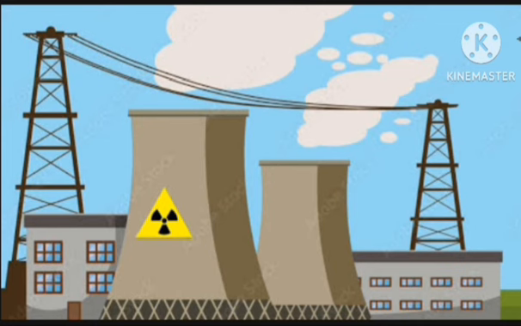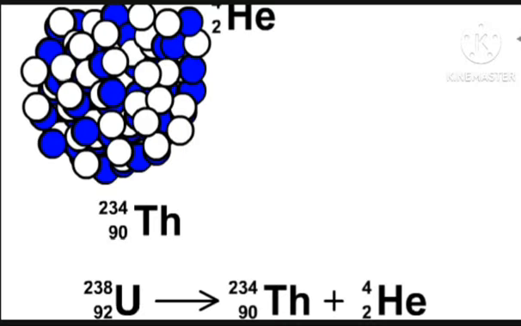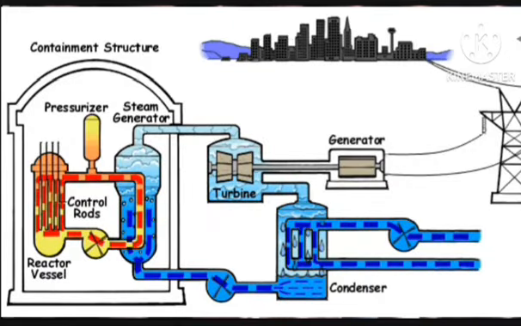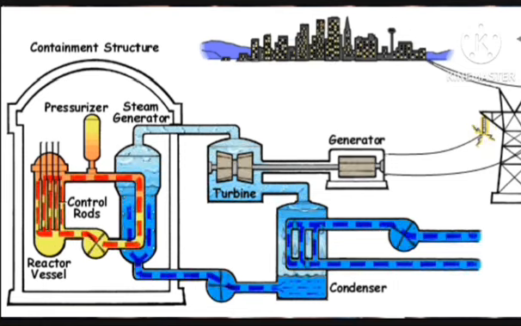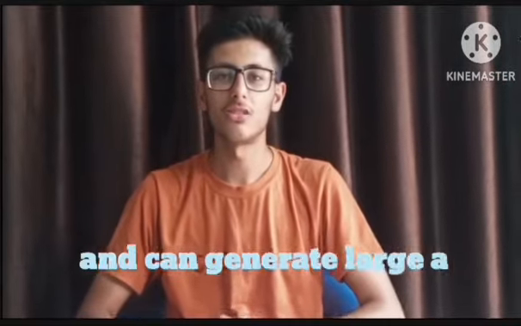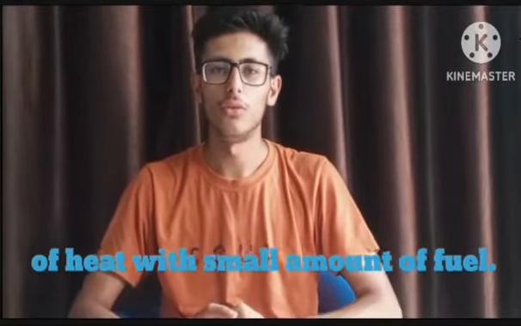Why is this important? Let's look at two examples. First is energy production. Nuclear power plants use controlled reactions to produce electricity. Here's how it works. Radioactive uranium atoms are split in a process called fission, releasing a huge amount of heat. This heat is used to produce steam, which then drives turbines to generate electricity. This method is incredibly efficient and can generate a large amount of energy with a small amount of fuel.